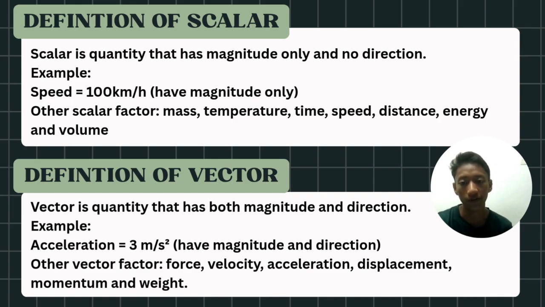Next, for definition of vector, vector is quantity that has both magnitude and direction. For example, for vector, the acceleration is 3 meters per second. It has both magnitude and direction. Other examples for vector are force, velocity, acceleration, displacement, momentum, and rate.